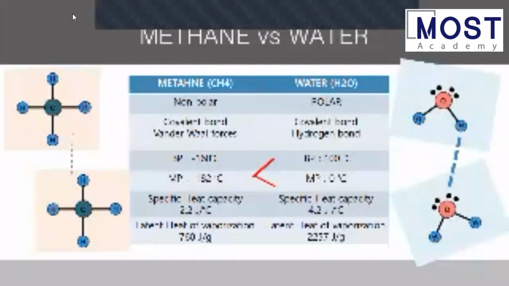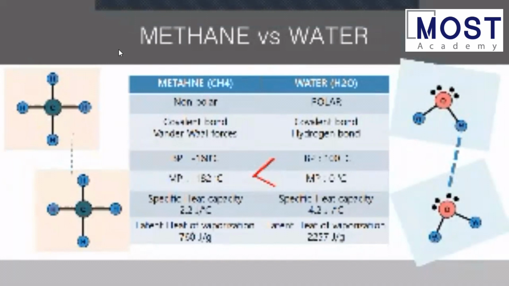Now, if we compare methane and water, the syllabus requires you to know the difference between water and methane, okay? Methane is a non-polar molecule. Water is a polar molecule, as we said before. So methane has van der Waals forces in between the molecules, which are very weak and do not require a lot of energy to break them. But water forms hydrogen bonds between molecules, which are very strong and need lots of energy to break them.